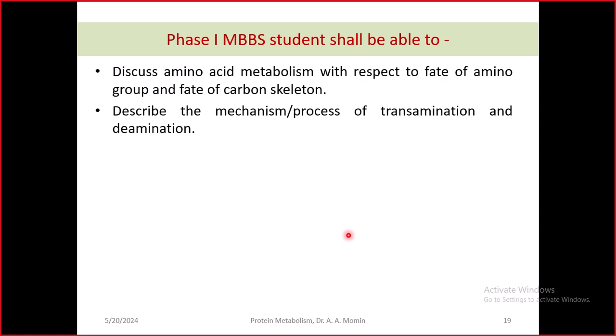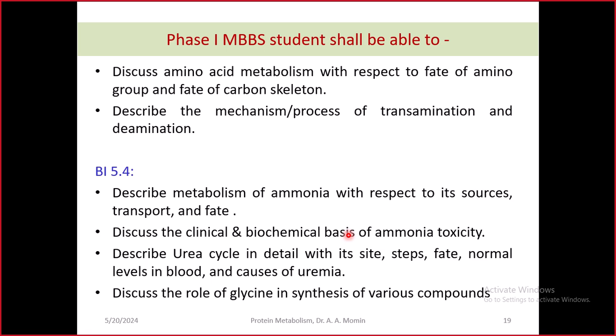So the next part is amino acid metabolism with respect to fate of amino group and fate of carbon skeleton, that is urea cycle. We are going to study and describe the mechanism, process of transamination and deamination. Then what happens to ammonia, what is the fate of ammonia, the urea cycle, and the functions of glycine.